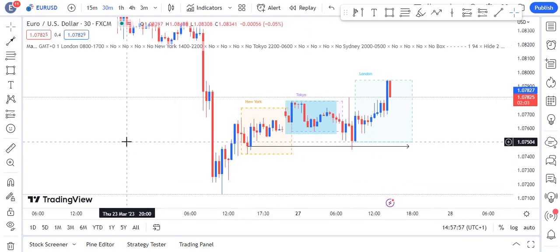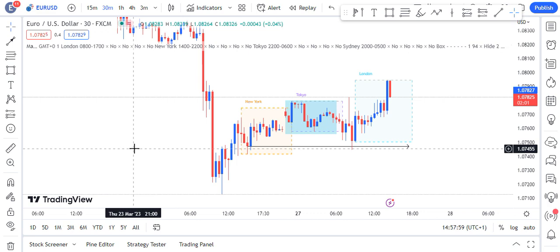But let's skip that. Let's go to the real logic of what we're talking about here. So Tokyo range is going to define your liquidity, and after Tokyo defines your liquidity, underneath Tokyo you're going to have a POI, above Tokyo you're going to have a POI. This is where time comes into play.